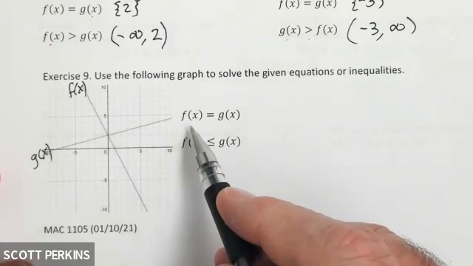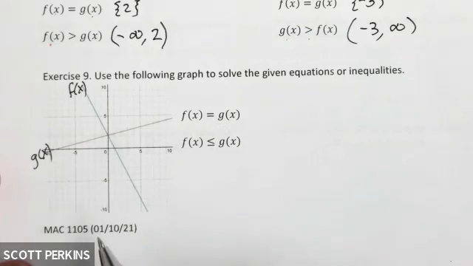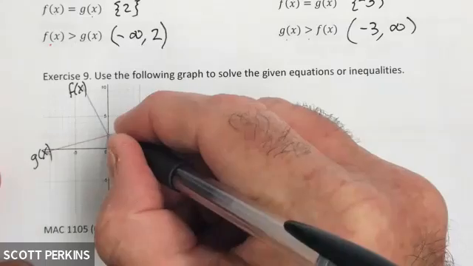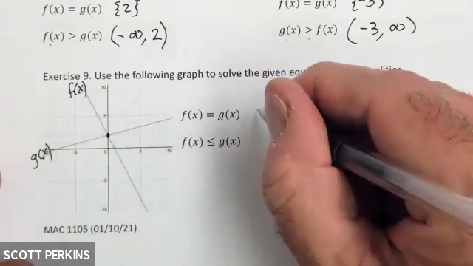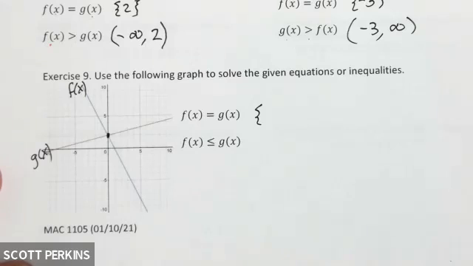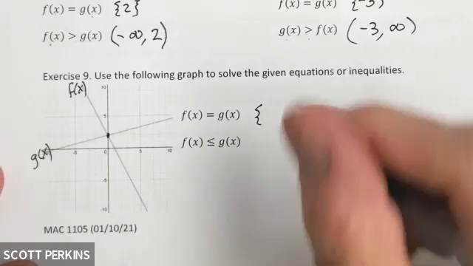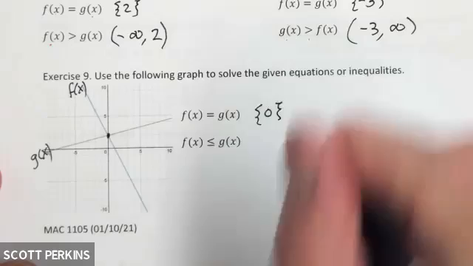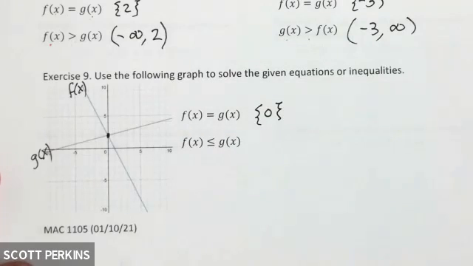Okay, so where f of x equals g of x, where those y values are the same, is where they cross right here. So what is my solution set? What value do I put in there? Okay, you're going to put 0. You always put the x value that produces that y value. So if you said 2, and that's common, okay, so don't beat yourself up, you're learning, but the answer is not 2. The answer is 0, because that is the value that produces the y value of 2 in both of those functions.